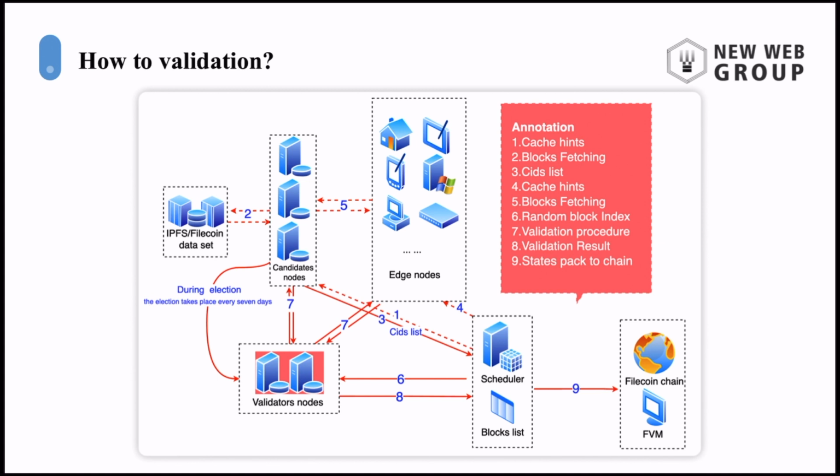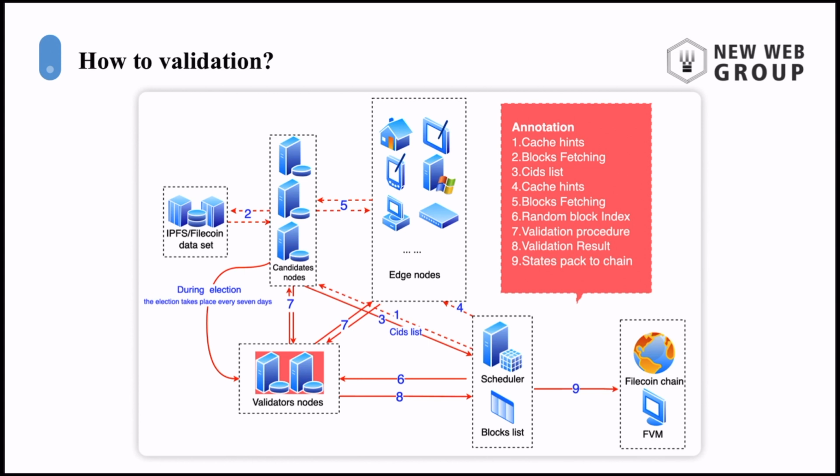Finally, based on the frequency of the content usage, the source IP of the user's request and the IPFS block CIDs, the scheduler directs the edge nodes to the candidate nodes and verifier nodes to pull the blocks for cache. This makes the transmission better.